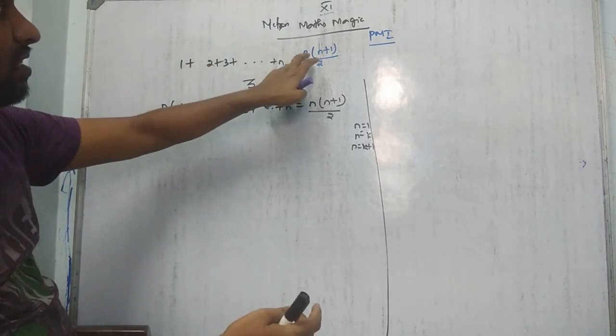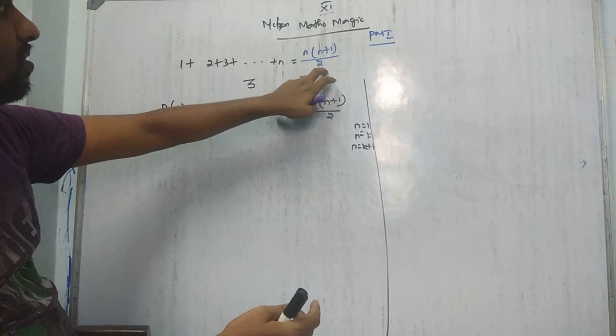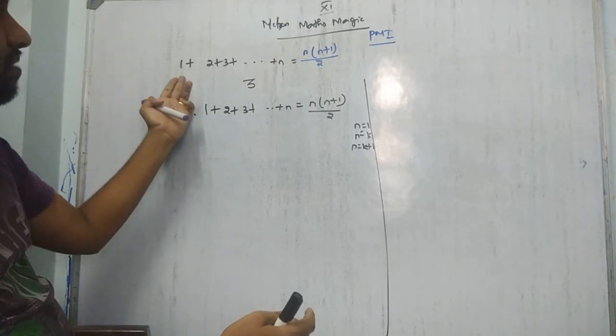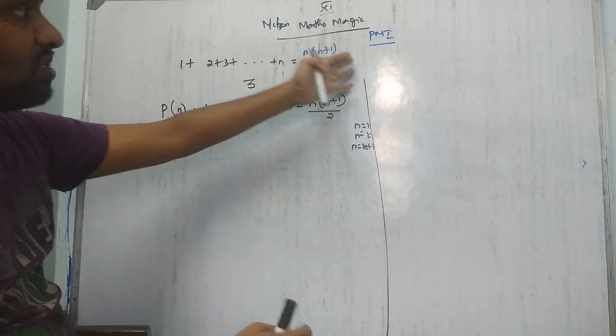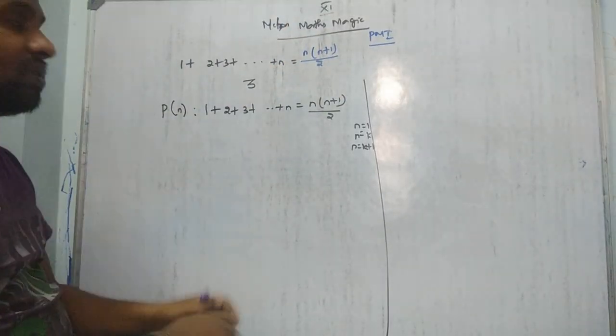Put n equal to 3: 3 into 3 plus 1 by 2. I got 6, the sum of three terms. n equal to 4, sum of four terms. n equal to 5, sum of five terms. n equal to 6, sum of six terms. Like this we have to prove.